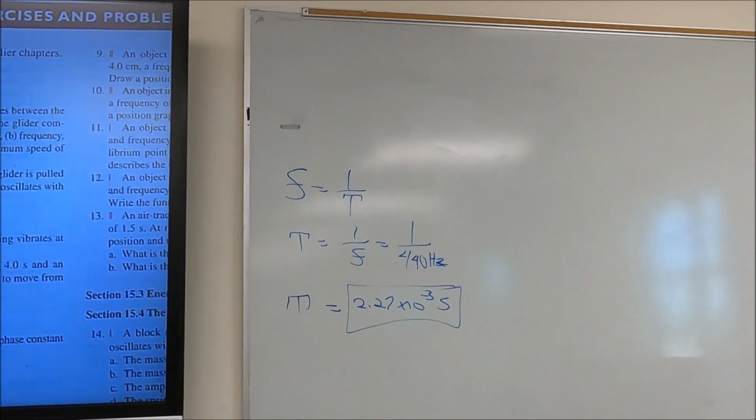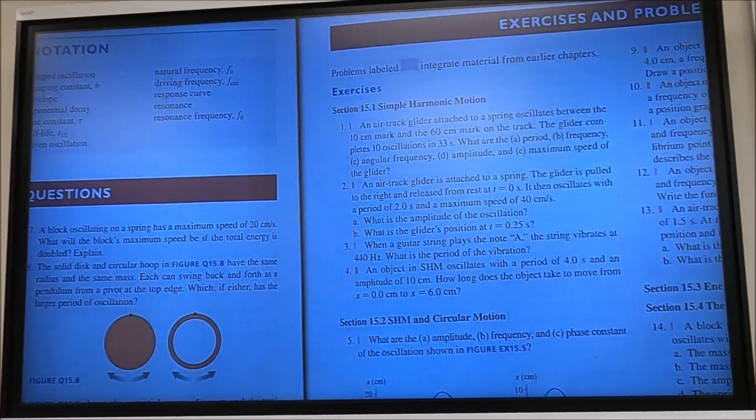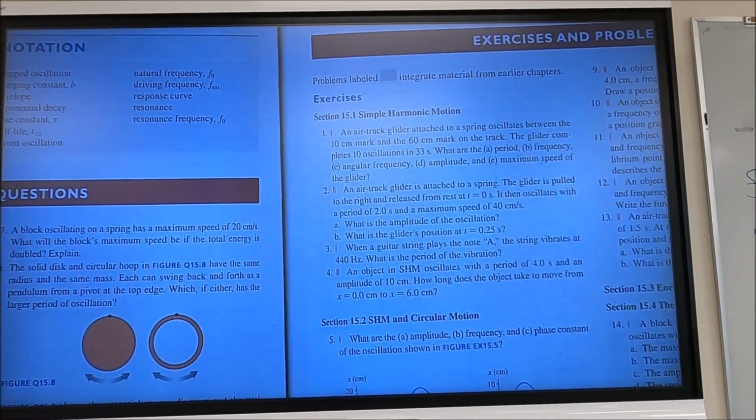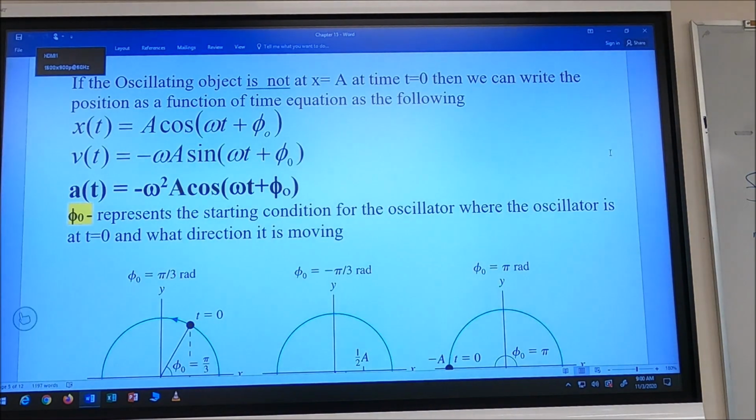Okay, guys, let's move on. Okay. Now, what we've been looking at so far is the case where the oscillating object is at x equals A at time equals 0.